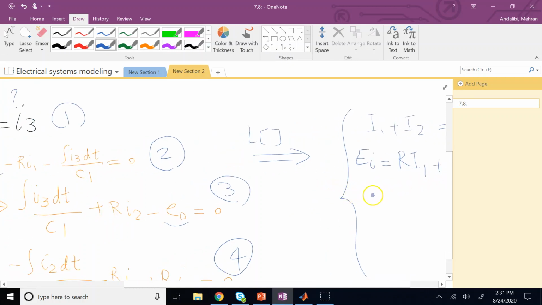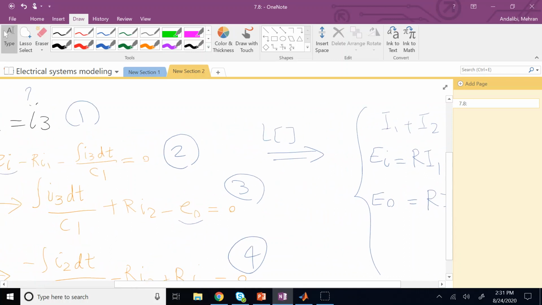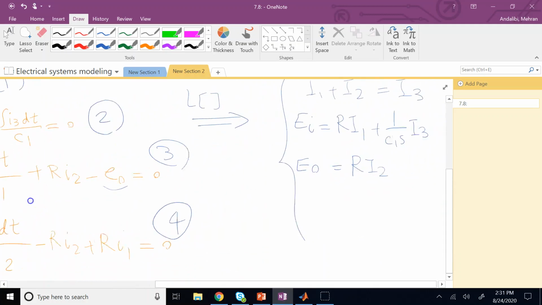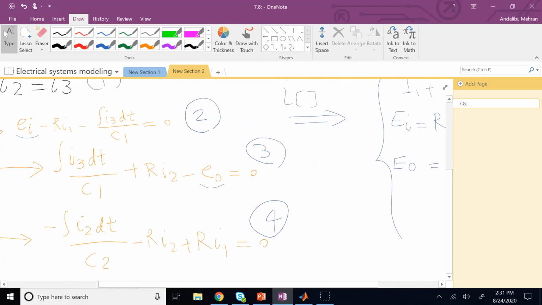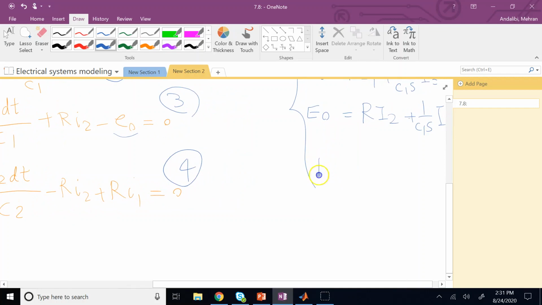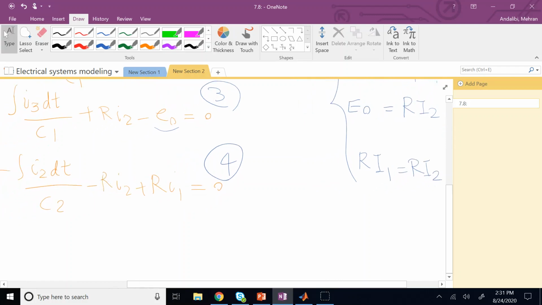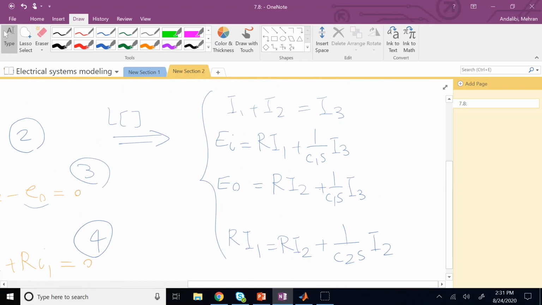Then we have EO is equal to, I take EO to the right hand side, it's going to be RI2, and then plus 1 over C1S I3. And then finally here, if I take the negative terms to that side, I would get RI1 is equal to RI2 plus 1 over C2S I2. Okay, so I get these equations.